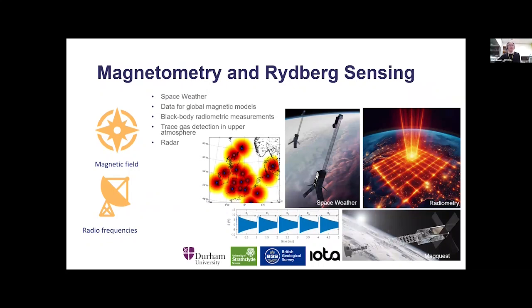Then lastly, we're interested in magnetic field measurements and Rydberg sensing. So the applications of the magnetic field measurements are in space weather. So again, looking at the effects of the sun on the Earth, and then collecting magnetic data, which is used in navigation. Then we've recently got into the use of Rydberg sensing. And so there's aspects of Earth observation, which may have an advantage from using Rydberg sensors, and then radar.